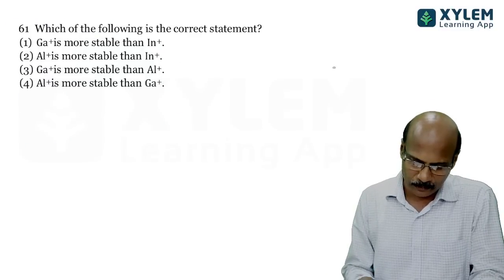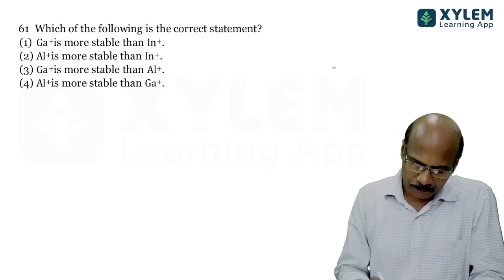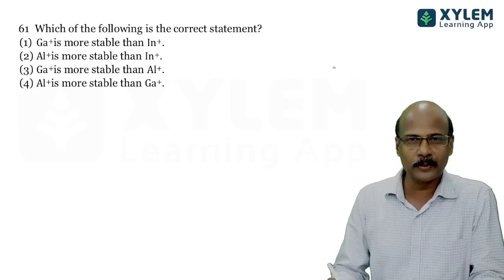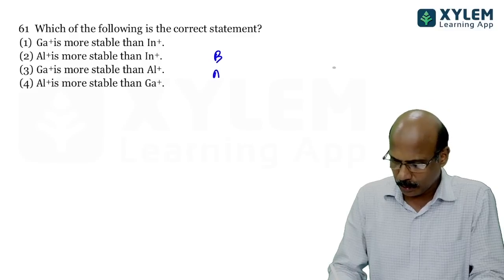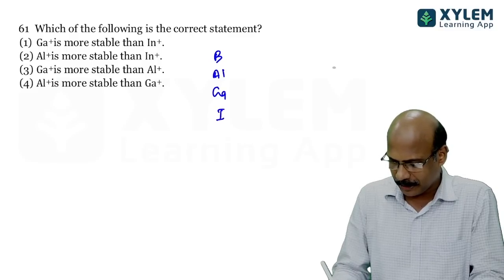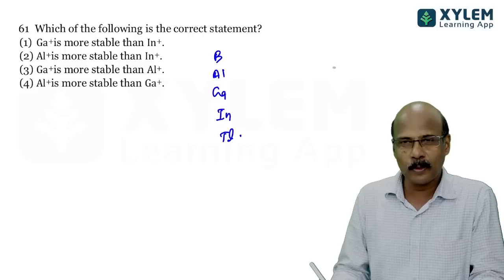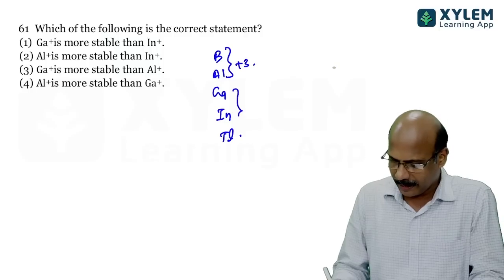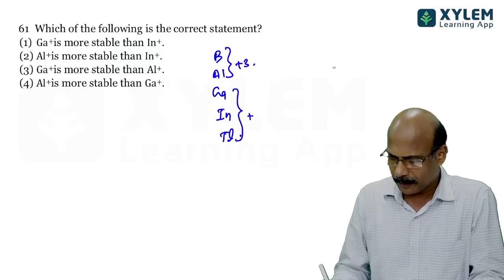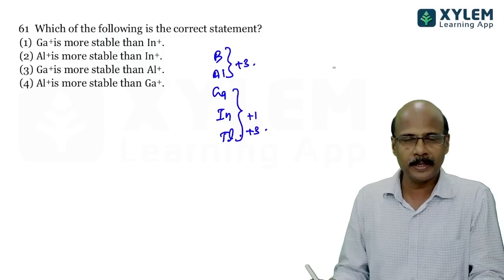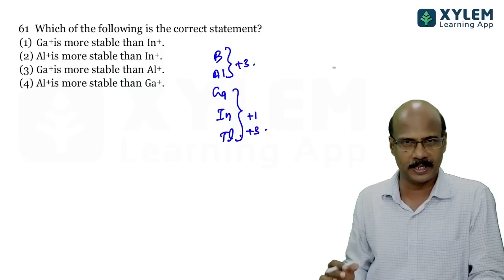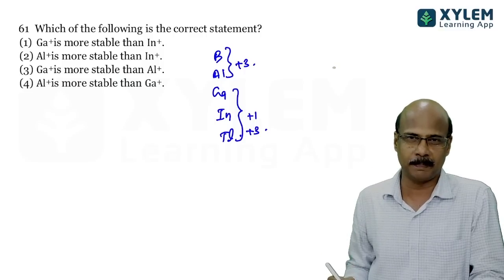Now, let me go to question number 61. Which of the following is the correct statement? If you consider group 13 members: boron, aluminium, gallium, indium, thallium. Boron and aluminium show +3 oxidation state only. Gallium and indium can show +1 and +3 also. But you know the stability of +1 oxidation state increases because of the inert pair effect.